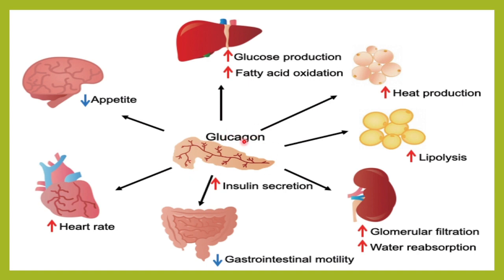Remember, whenever the glucose levels are low, glucagon is produced in our body. So when the glucose is gone, glucagon is produced. This glucagon tries to increase the glucose levels. It will try to increase the fatty acid oxidation. It will increase the lipolysis. Glucagon will help in the breakdown of lipid. It will increase the heart rate. It will decrease the gastrointestinal motility so that more and more glucose is absorbed. So glucagon mainly functions when the glucose level goes down. It will increase the glucose level and increase the breakdown of the lipids.